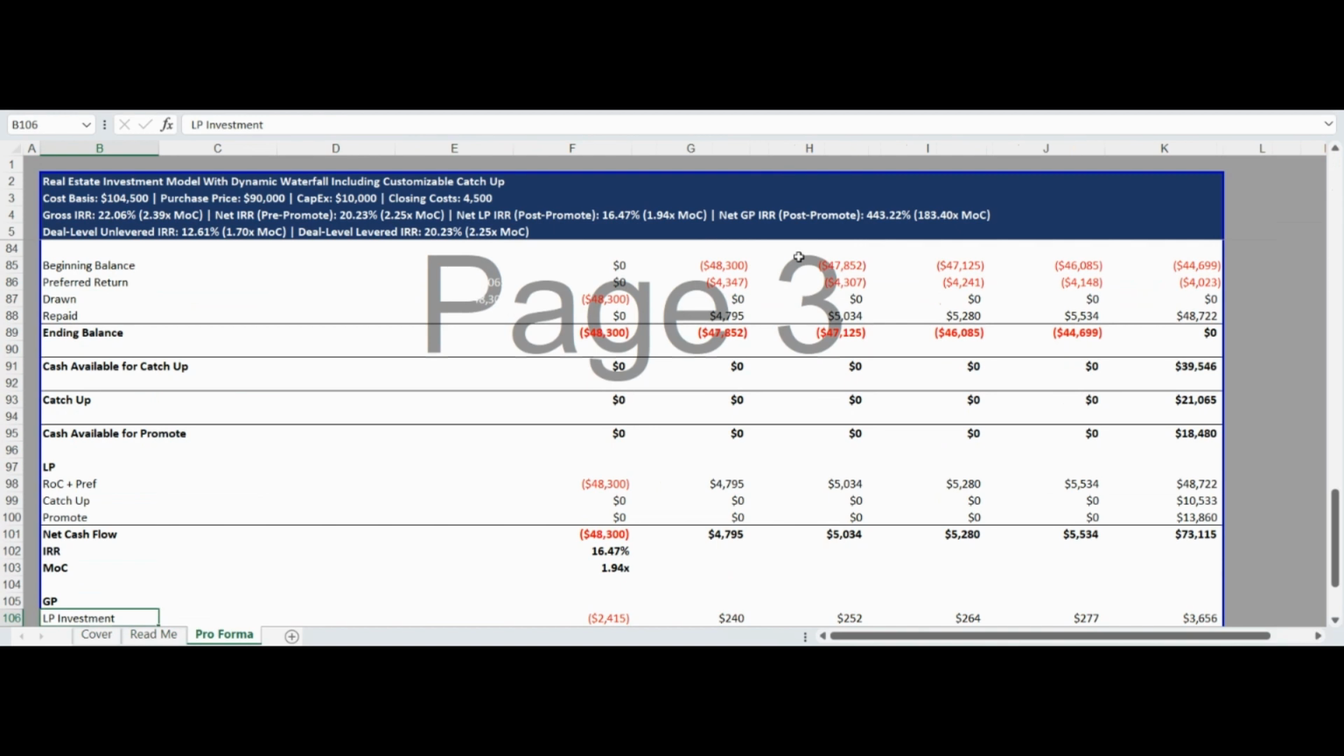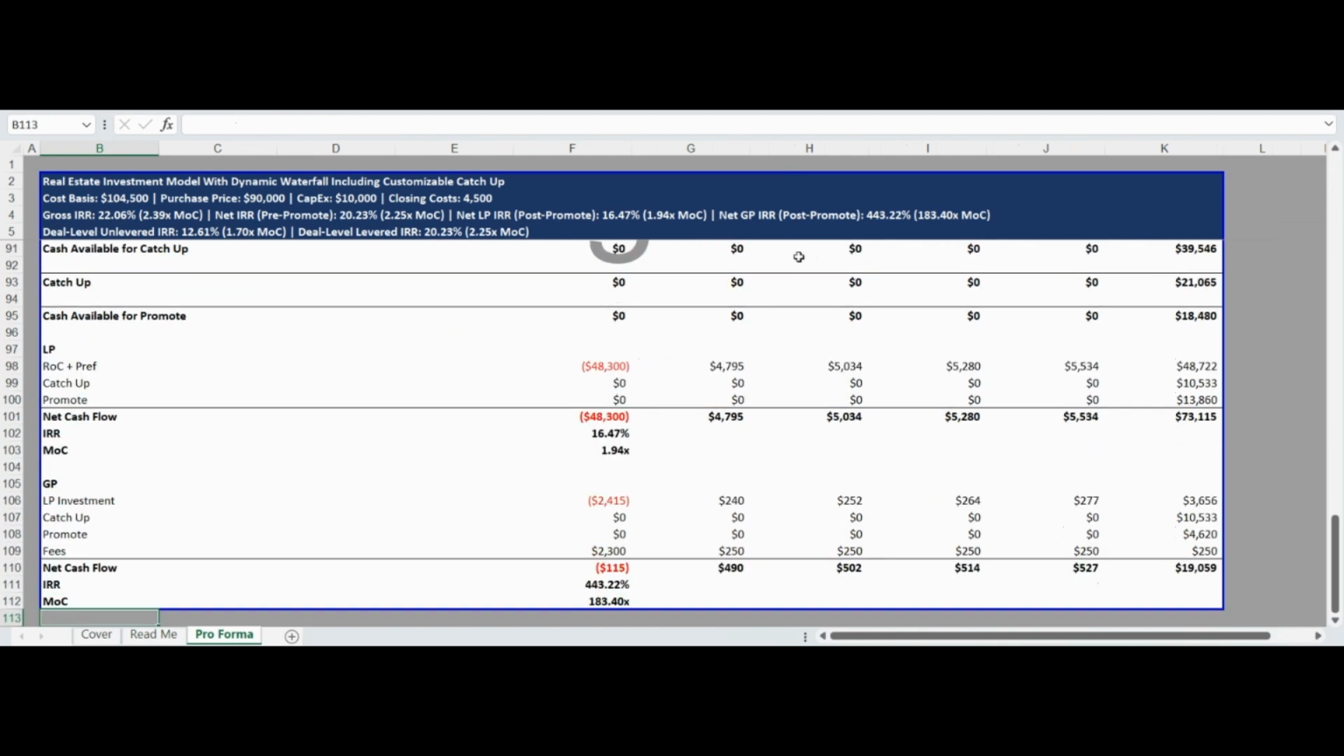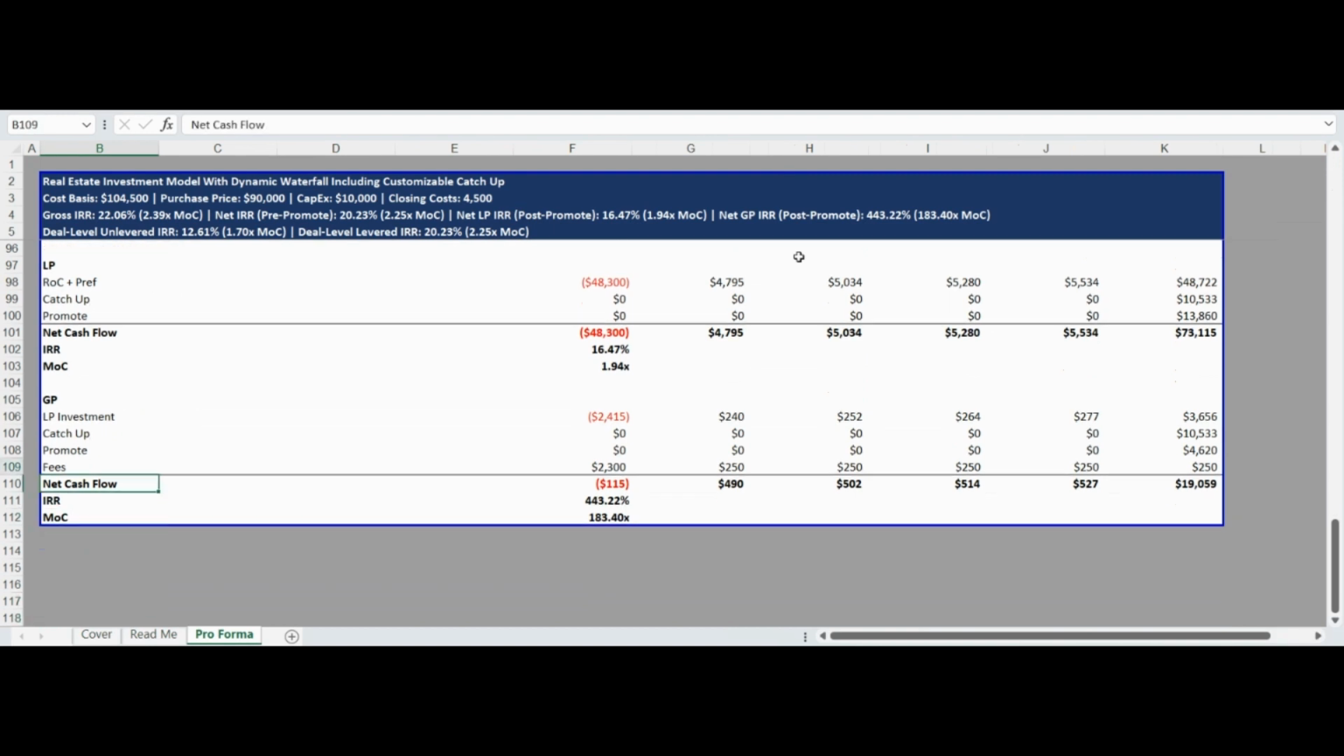The next section of the model calculates the equity capital account balance, including the accrued preferred return. The equity capital account tracking is utilized to determine the cash available beyond the preferred return, starting with the catch-up tier of the waterfall. The next section of the waterfall calculates the catch-up cash flow tier to determine cash available for the promote tier.